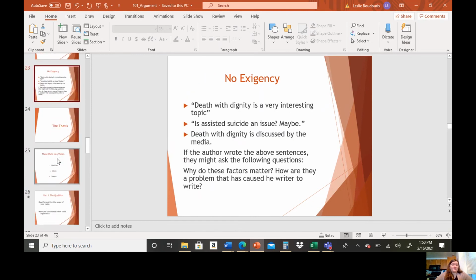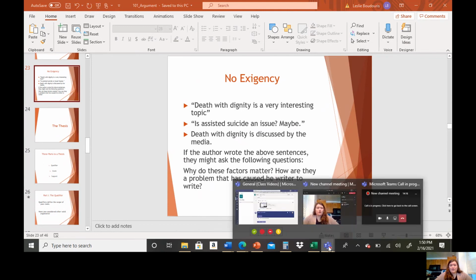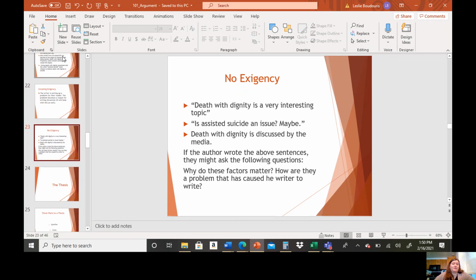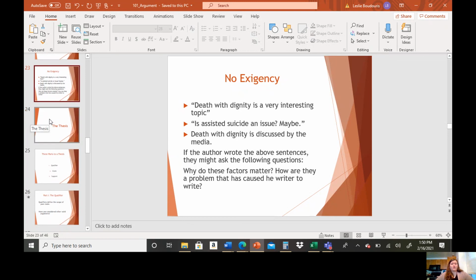Some examples of not having exigency are phrases like "Death with dignity is very interesting." "Is death with dignity suicide? Maybe." Or "Death with dignity is discussed by the media." None of these say anything really. It's interesting: why does that matter? It's an issue: why does that matter? The quotes I showed from the example essay have already assumed all of this. They already know it's a problem, they already know it's discussed, they already know it's interesting. Why does it matter that it's interesting? Go beyond that and find something more interesting.